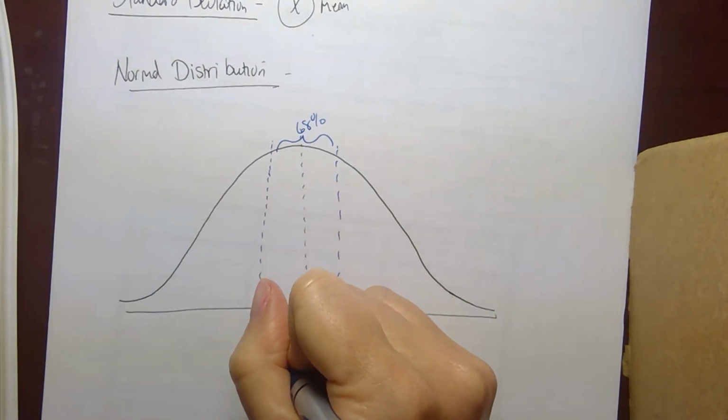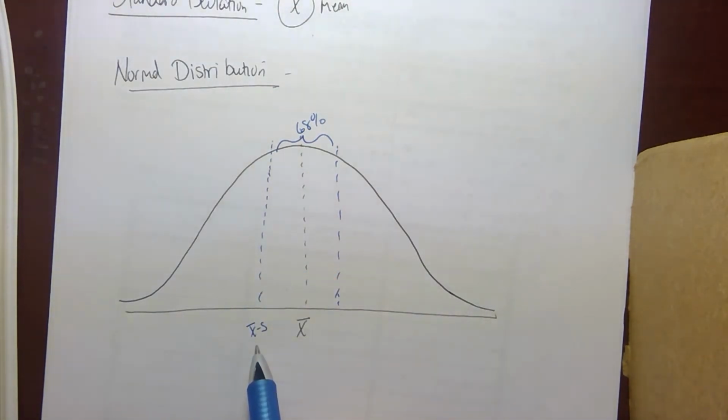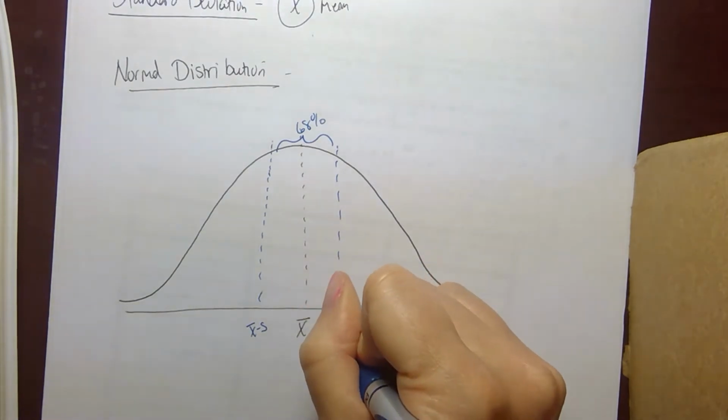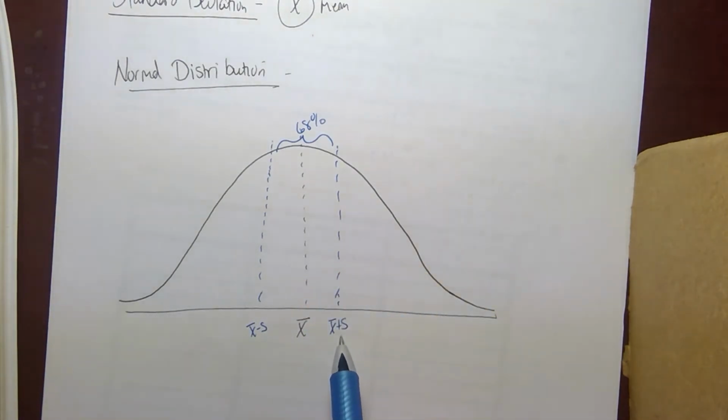So x bar minus 1 standard deviation is 1 standard deviation below the mean. X bar plus 1 standard deviation is 1 standard deviation above the mean. Now, what does that look like as far as an example with values?